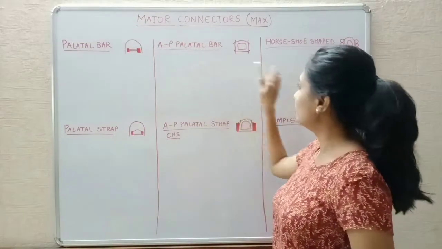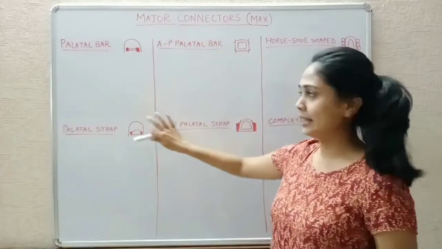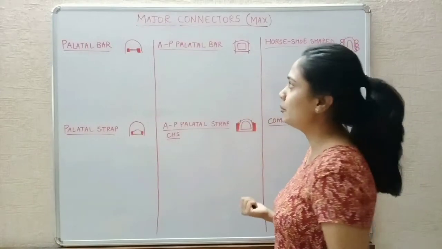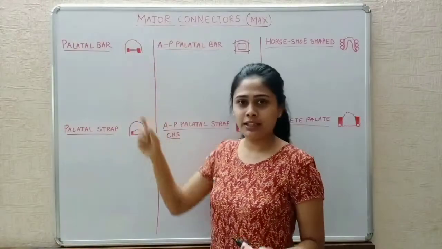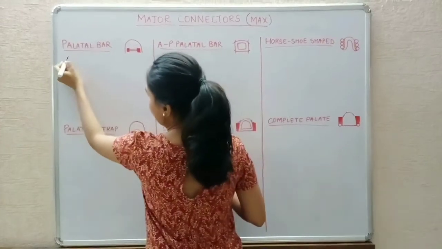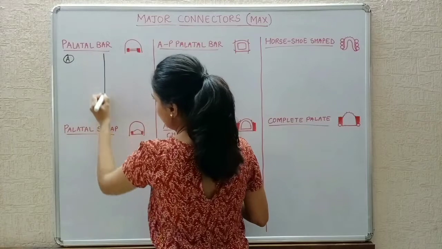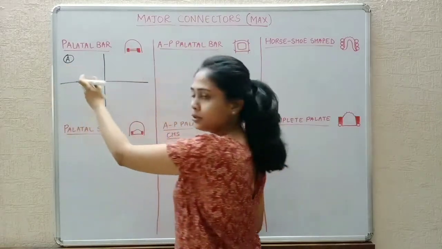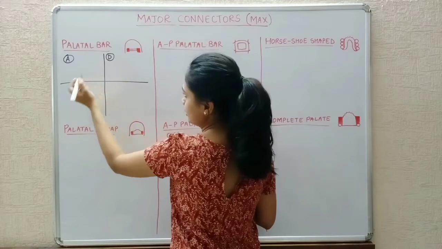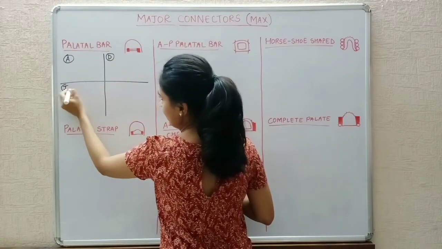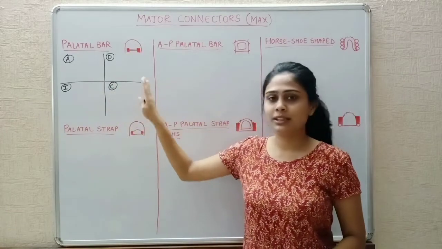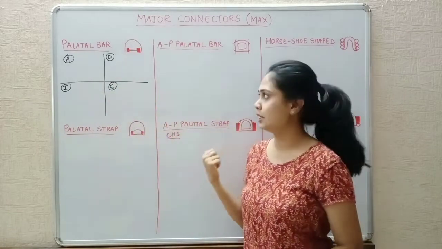So I've just drawn simple prototypes just for explanation. You might get better pictures in the textbooks. So starting from palatal bar. Here as you can see it is narrow half oval in cross section. So I'll write, we'll divide it into 4 columns. First will be our advantages. Second will be our disadvantages. Third, indications, and fourth, contraindications. I'll be using this format for all the other 5 types also.